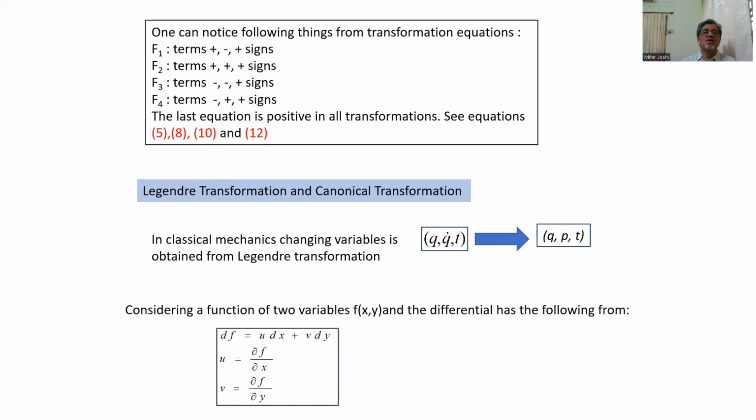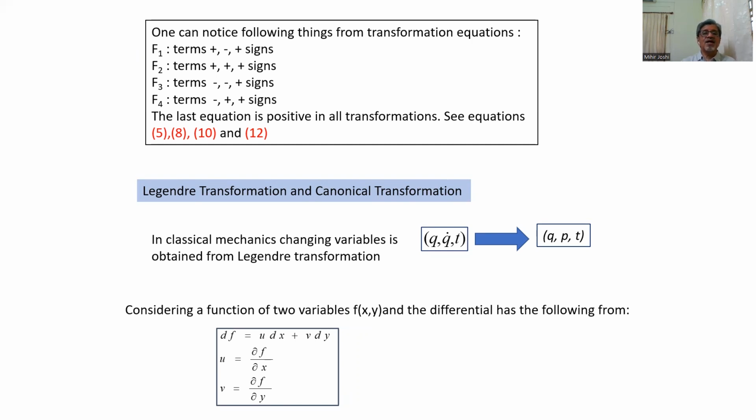In F1, the terms have a positive, then negative, and the last one is a positive sign. In the F2 type transformation, both the transformation terms have a plus sign, and the last term is a positive sign. In F3, both terms in the transformation equation have a negative sign. The last one is a positive sign. And in F4, we have one negative sign and one positive sign. The last one is a positive sign.